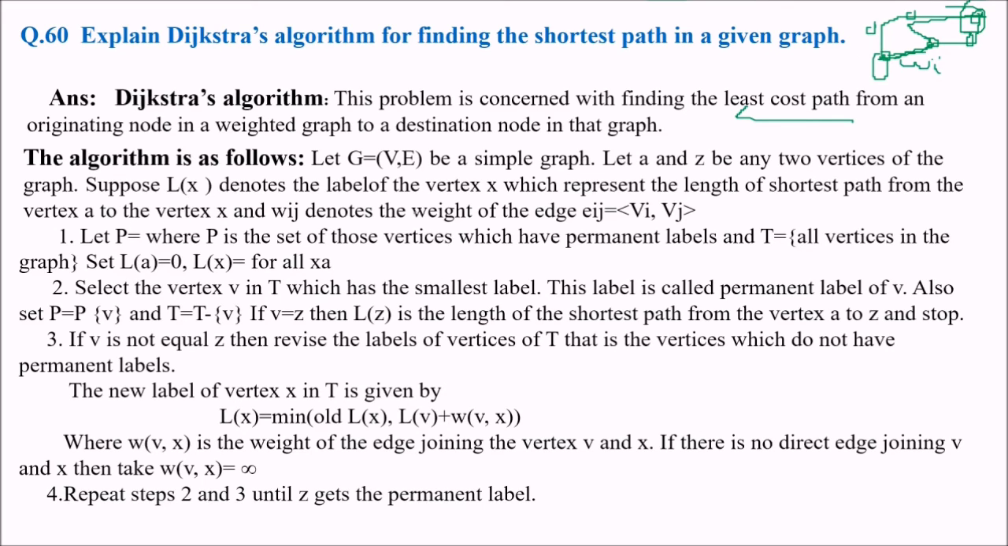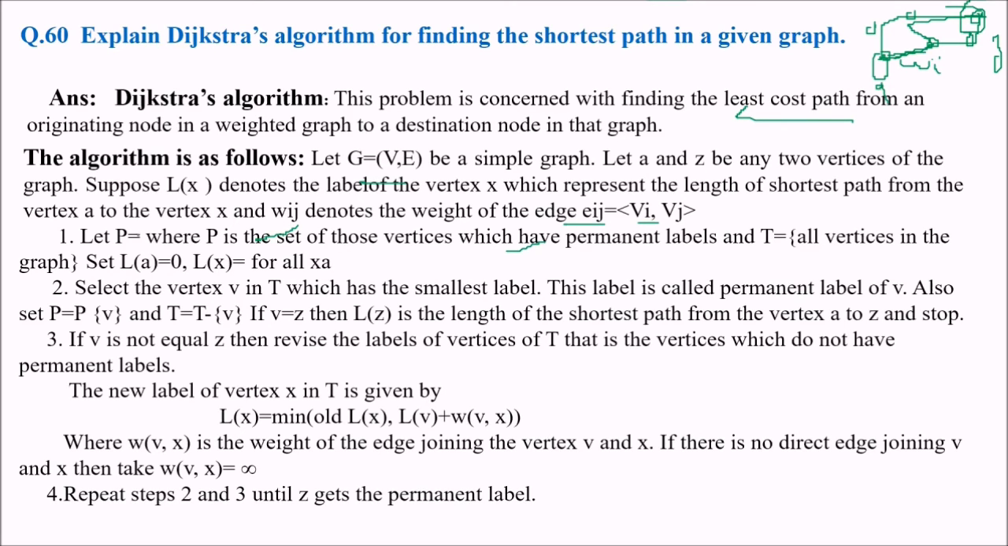So the algorithm will be something like this. We have a graph G with vertices and edges. Let A and Z be any two vertices of the graph. Let Lx denote the label of the vertex x, which represents the length of the shortest path from vertex A to vertex x. And Wij is nothing but W sub ij, where i and j are subscripts. So Wij denotes the weight of the edge Eij from Vi to Vj. I and J can be any of these two.